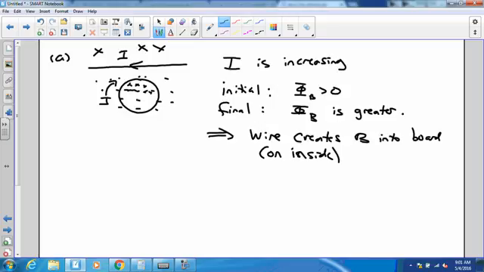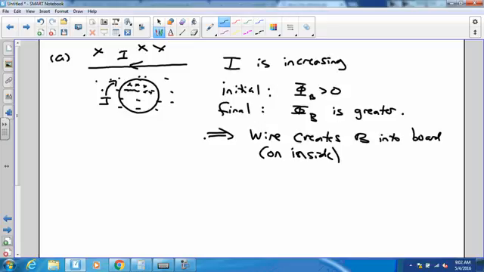Yes, ma'am. Why did I do it? I wrote it down explicitly so that I could think clearly about what change is taking place so that I could get my wire to oppose that change. So we're looking at how things change in order to determine the induced EMF.